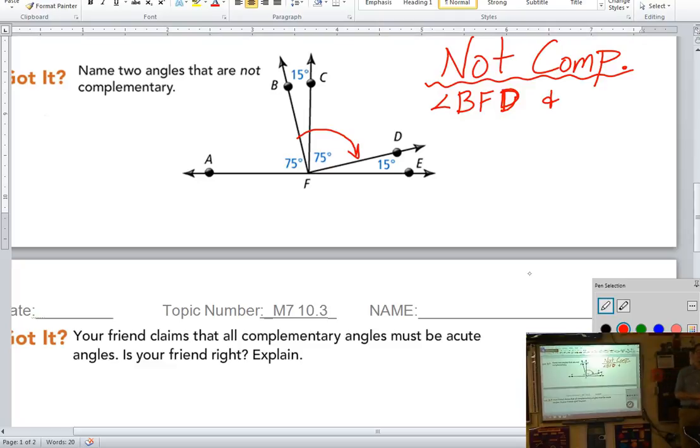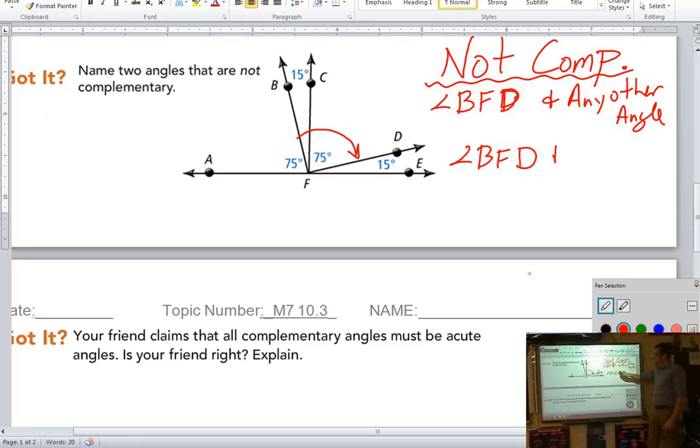How big is BFD? It's already 90. So any other angle I add with it is going to make my measure more than 90. Is it complementary if it's more than 90? No. So the answer here is really any other angle. Because if I did BFD and let's say DFE, then that would be the 90 plus the 15, and that would be 105.